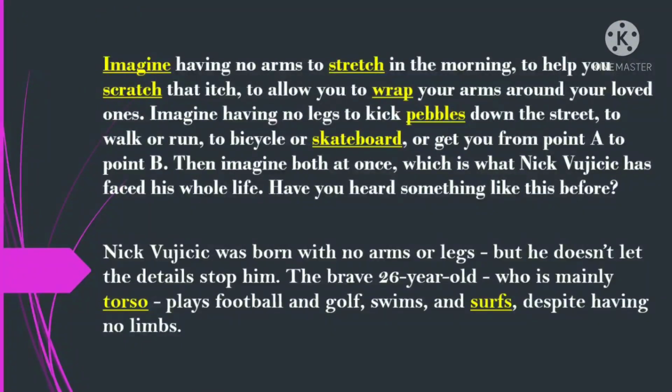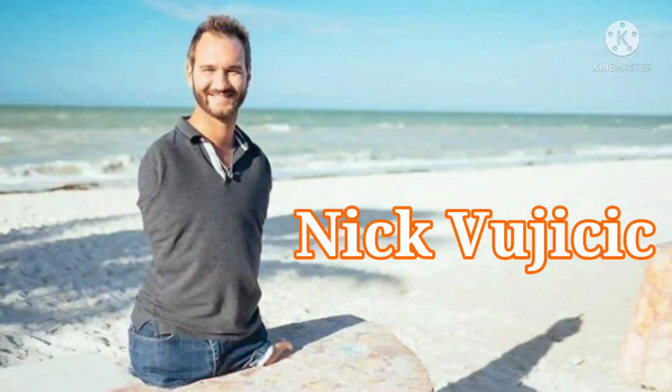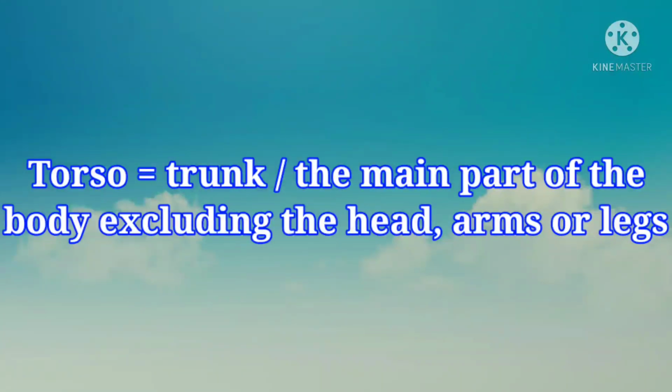Then imagine both at once, which is what Nick Vujicic has faced his whole life. Here we are going to be introduced to another famous personality, Nick Vujicic. He has no arms, no legs. Of course, he has his own head. And a person without arms, legs and head can be called a torso. Torso means trunk, or the part of the body without legs, arms or head. Of course, our hero in the lesson, Nick Vujicic, has his own head, but we can call him a torso.